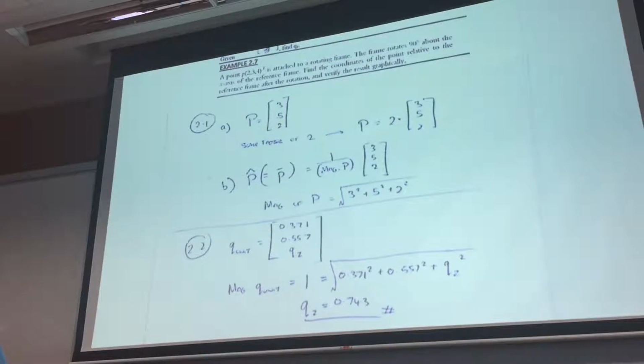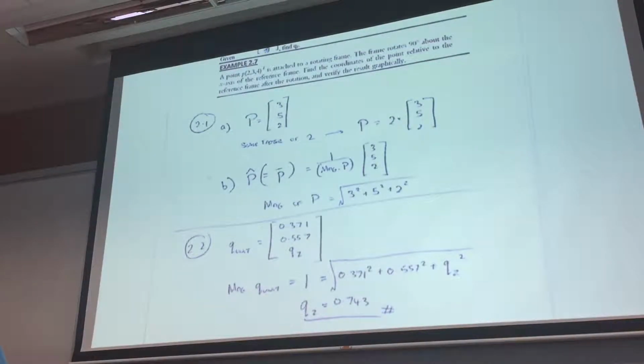2.7 tells you this. I have this point P234 attached to a rotating frame. Now, when I read that, I will tell myself that this point P is with respect to a moving or fixed frame. Moving, because of the word rotating frame.